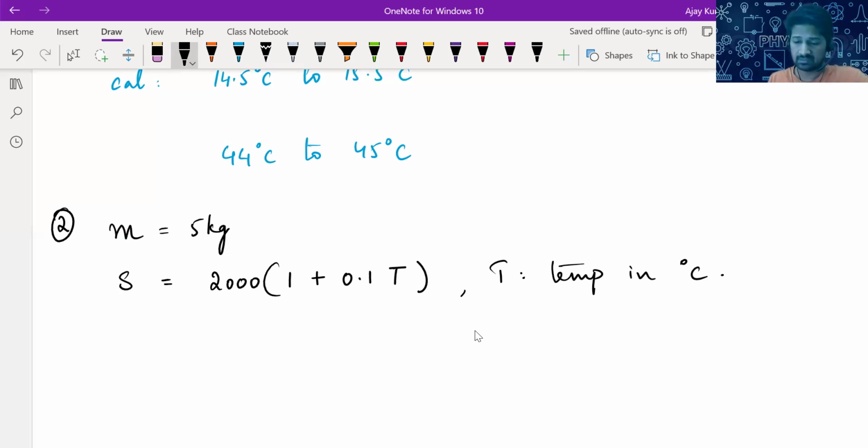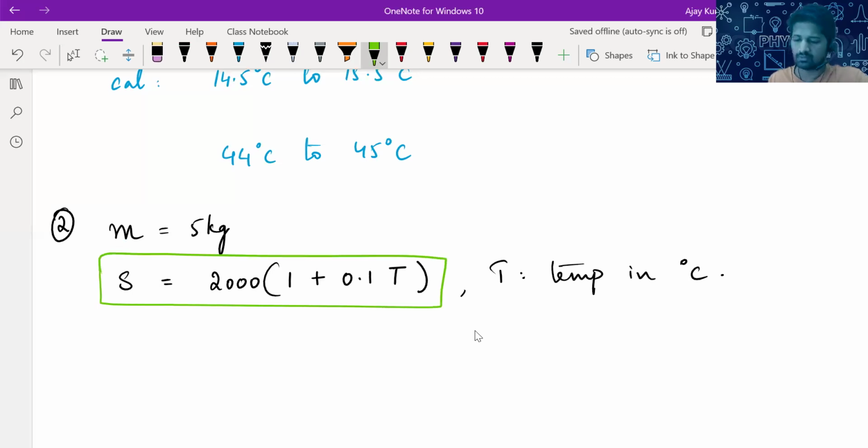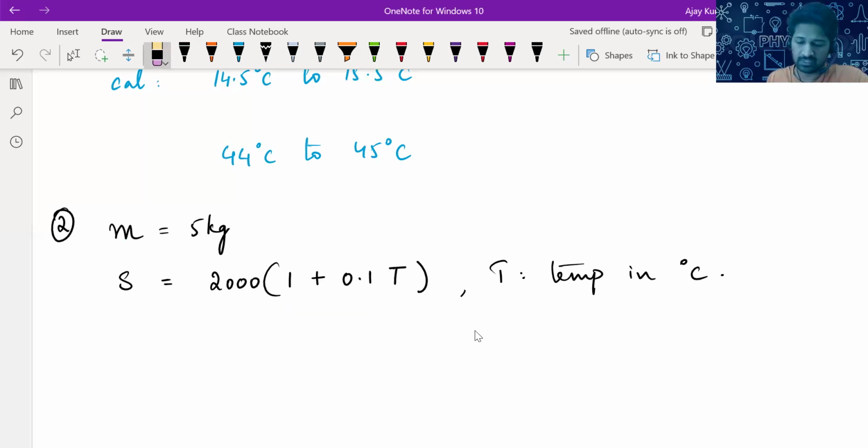Observe this equation carefully: 2000 into (1 plus 0.1 T), units are SI units. So as the temperature increases, the specific heat increases. What does that mean? We discussed the definition of specific heat yesterday. Basically, it's the heat required to raise the temperature of unit mass of a substance by 1 unit. If specific heat is increasing, that means you need more heat to bring about a change of 1 degree in the temperature as the temperature increases. So for this system, specific heat is not constant.